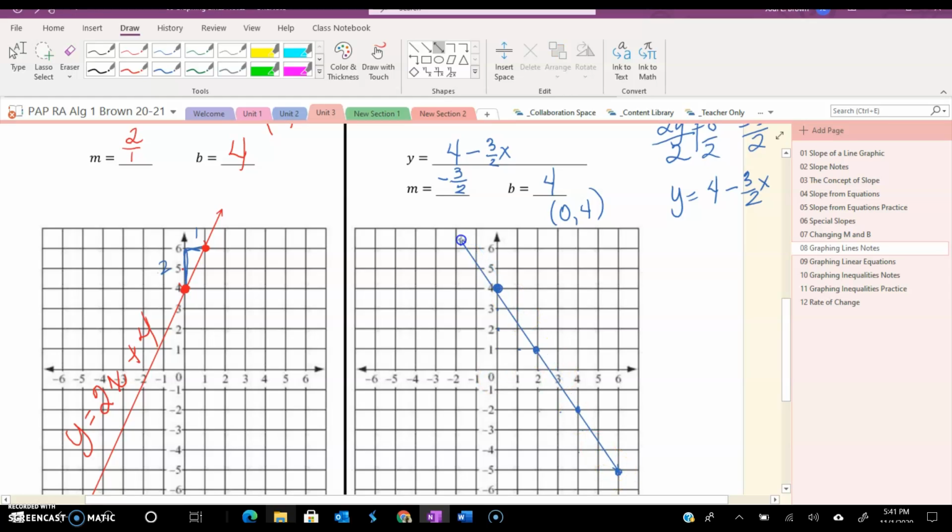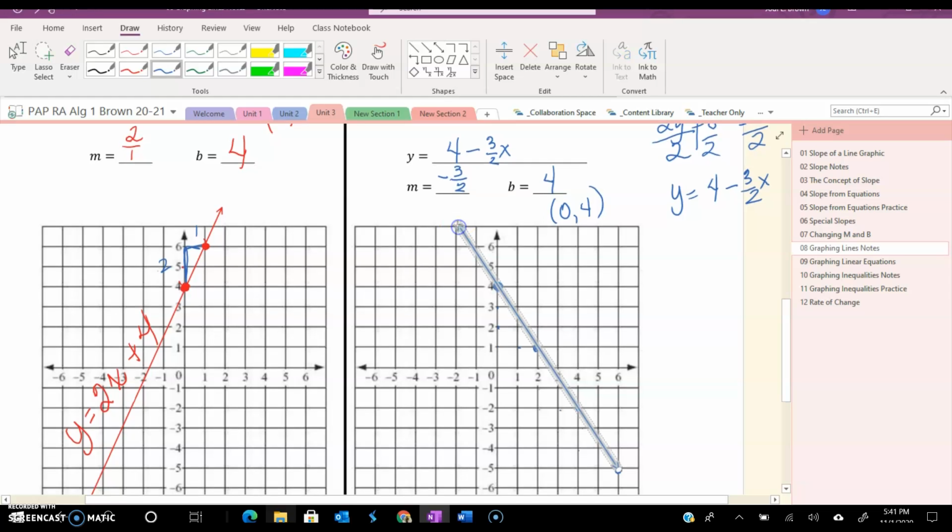And look, I'm going to go through every one of those points perfectly because it's the same slope. So this is y equals negative 3 over 2x plus 4. Now notice this time I put the minus 3 over 2x, or negative 3 over 2x, in front. It doesn't matter which order it goes.